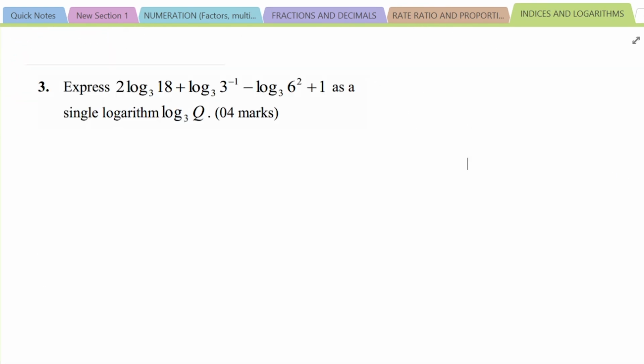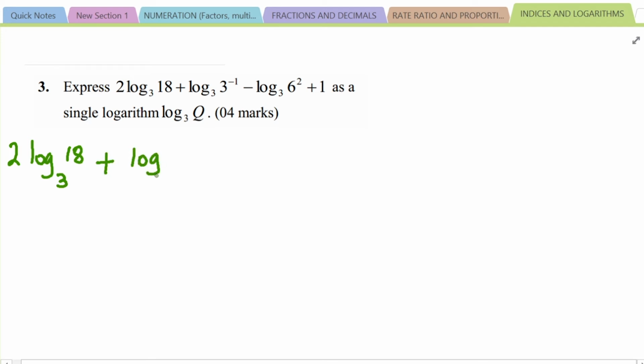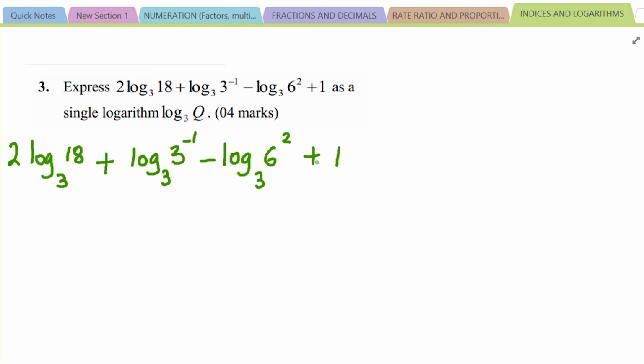Moving on to the next. Express these logarithms as a single logarithm. So express 2 log of 18 base 3 plus log of 3 to the power negative 1 base 3 minus log of 6 squared base 3 plus 1. We want it as a single log of base 3 and q. So it means that everything has to first be log base 3.